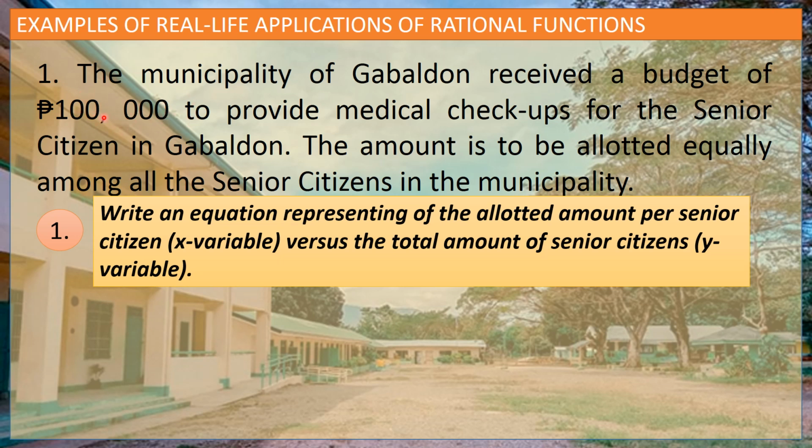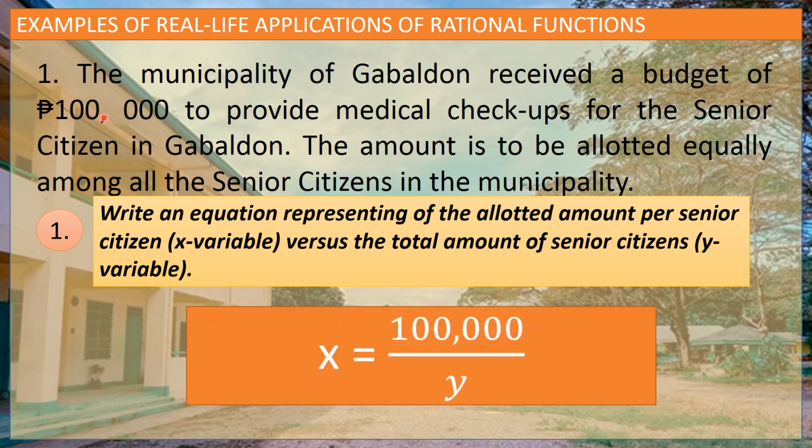So, kailangan makabuo tayo ng equation. So, ang equation natin dito is yung x, ito yung unknown. Hahanapin natin yung amount na dapat napunta doon sa senior citizen. And 100,000 pesos divided by y. Okay. Divided by y. So, para malaman natin kung magkano mapupunta sa senior citizen. So, this is our equation. Hahatiin natin yung 100,000 pesos na yon.